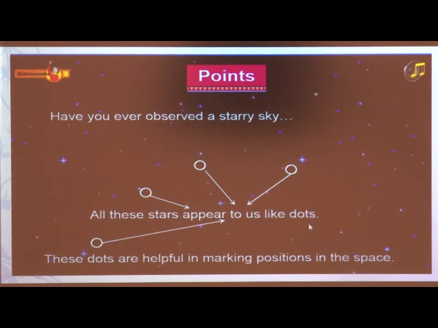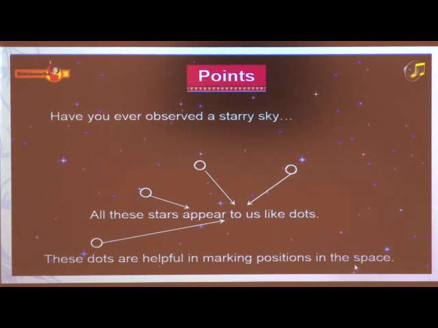Why does this appear as a dot? Yes, very good, because stars are very far from us. Students, can you tell me which is the nearest star to us? Exactly, the nearest star to us is the sun. So, as stars are very far from us, they appear to look like a dot. These dots are helpful in marking positions in space.